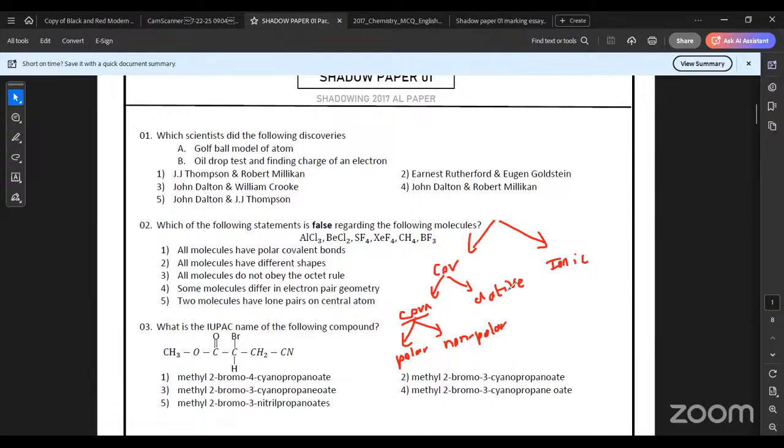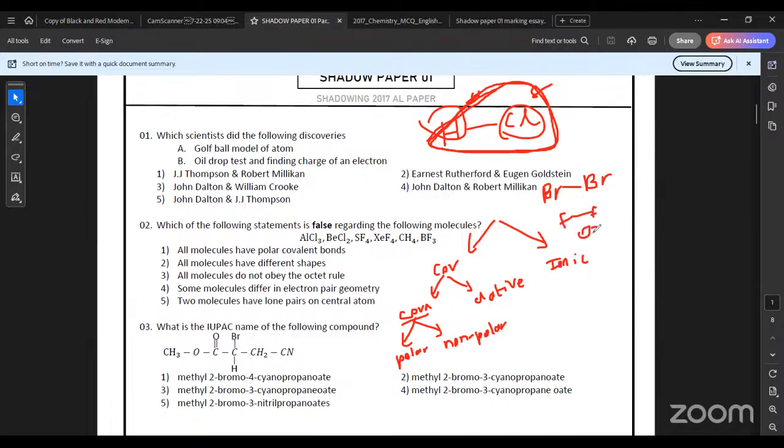Polar covalent means, for example, hydrogen and chlorine. This bond is polar covalent. Why? They have different electronegativity, and there's a charge separation, delta minus and delta plus. As a result, distortion of the electron cloud will occur, and a papaya shaped structure will come. Because of this, we call this a polar covalent bond, because it's polar. So what are non-polar covalents? Br2, this type of bond is non-polar covalent. Fluorine, fluorine, oxygen, oxygen, nitrogen, nitrogen. All these are non-polar covalent. So the statement that all molecules have polar covalent bonds is wrong.